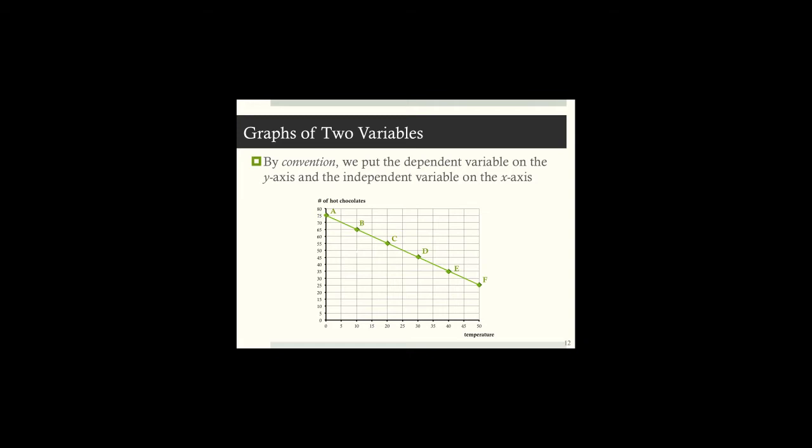By convention, we put the dependent variable on the y-axis and the independent variable on the x-axis. So in our example, we've put the number of hot chocolates, the dependent variable, on the y-axis, and we've put the temperature, the independent variable, on the x-axis. This is normally what we do.